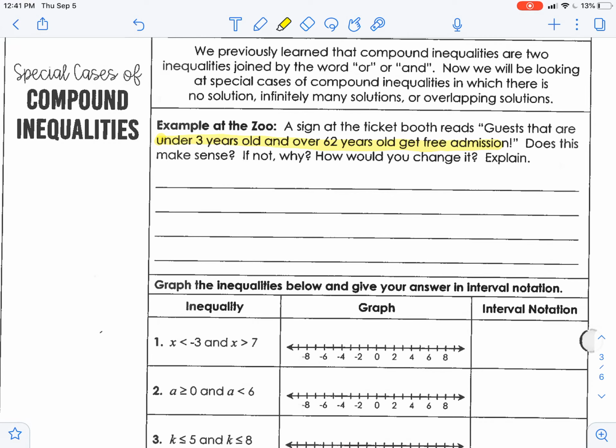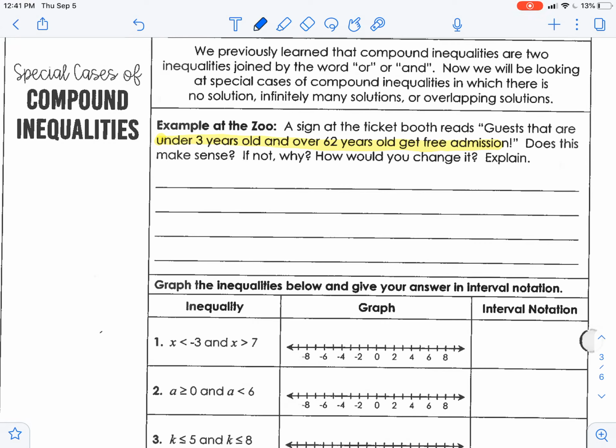Can you be under 3 and over 62? Well, hopefully you know that's not possible. And so you can write that down there as your explanation. No, because you cannot be less than 3 and greater than 62 at the same time. So how would we fix this?